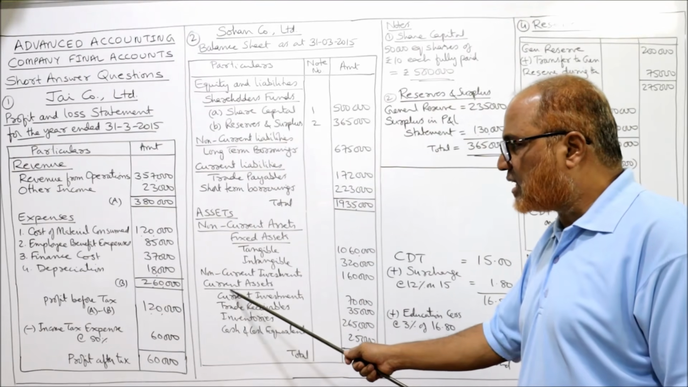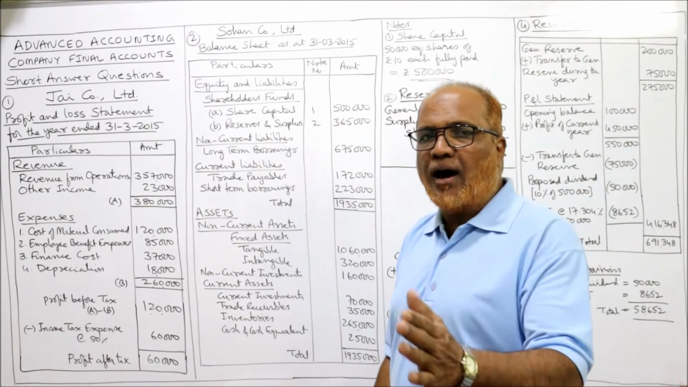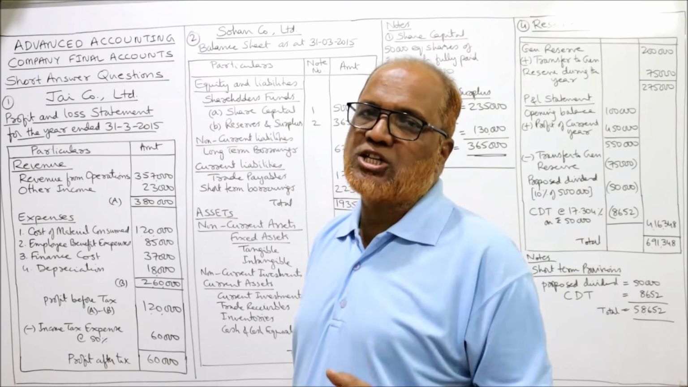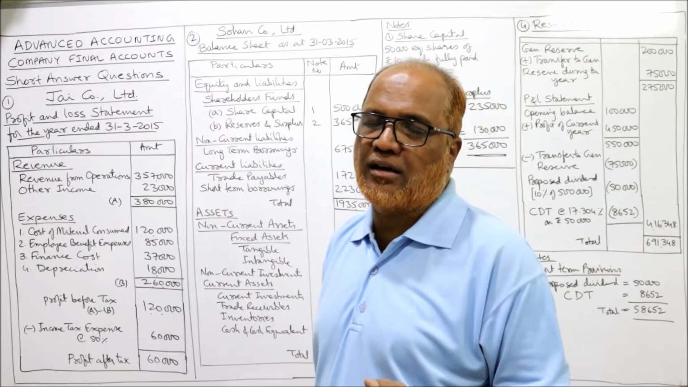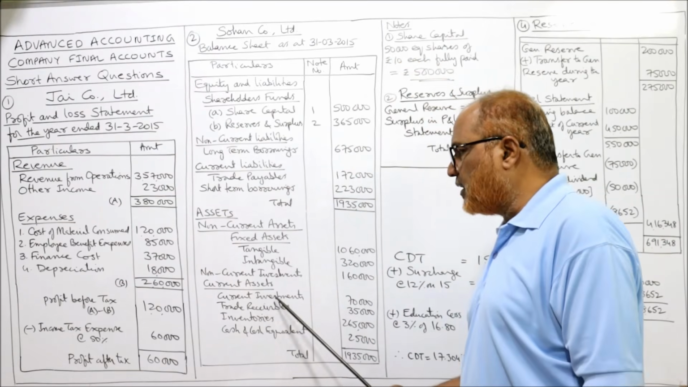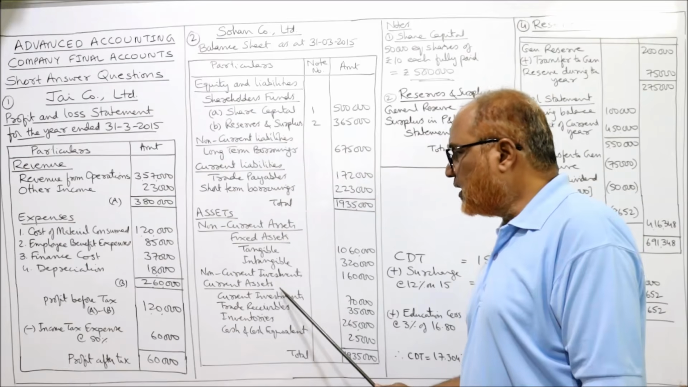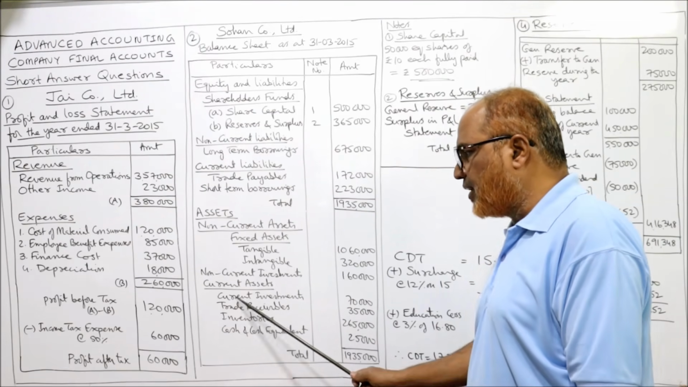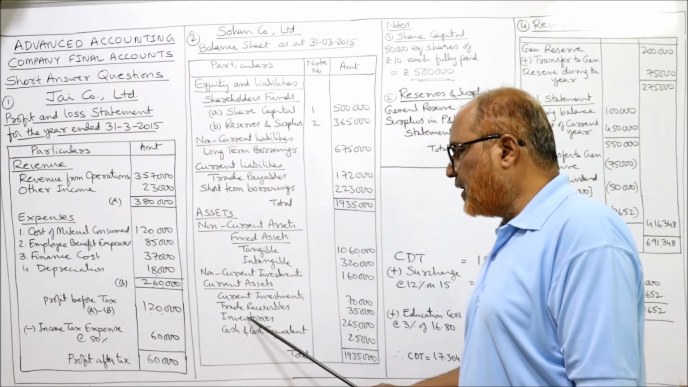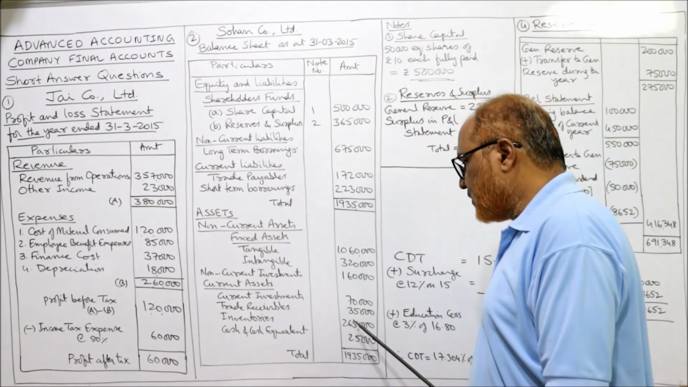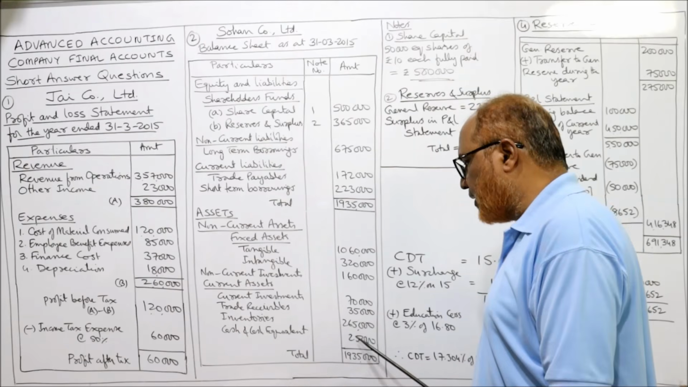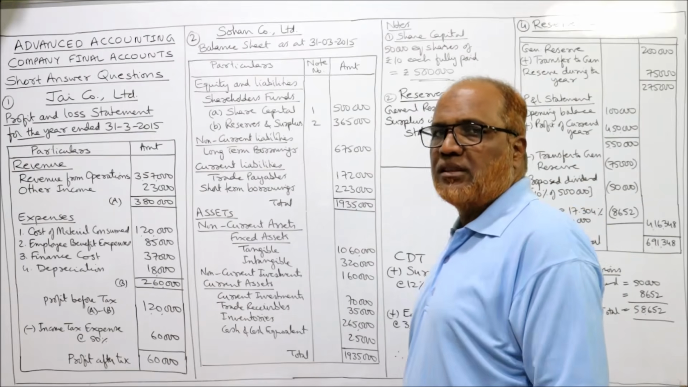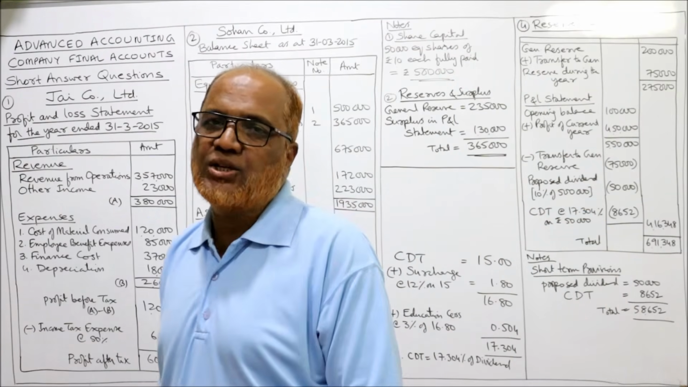Then the third and last item, current assets. Under current assets, we take trade receivables, inventories, cash and cash equivalents, other current assets. So first of all, current investments are given 70,000. Trade receivables are given 35,000. Trade receivables means debtors. Then inventories, closing stock, 2,65,000. Cash and cash equivalents 25,000. The total of the assets is 19,35,000. This is the format of the balance sheet of the company.